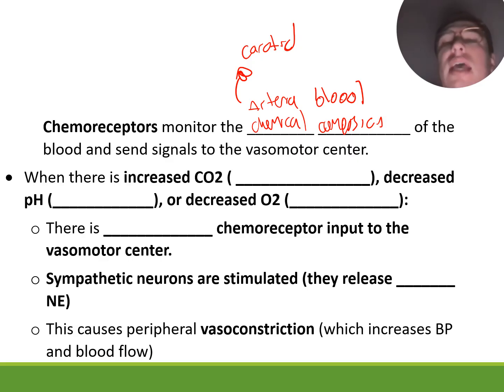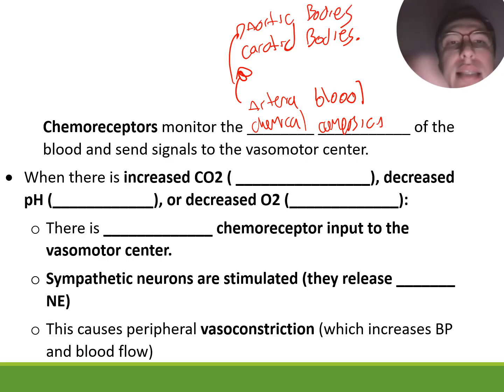Are we talking about sinuses or bodies? Make sure you know the difference, because bodies are referring to chemoreceptors and sinuses refer to baroreceptors. We're talking about aortic bodies, and there is another type that is specific to the brain within the medulla oblongata that is monitoring the CSF, the cerebrospinal fluid chemical composition.